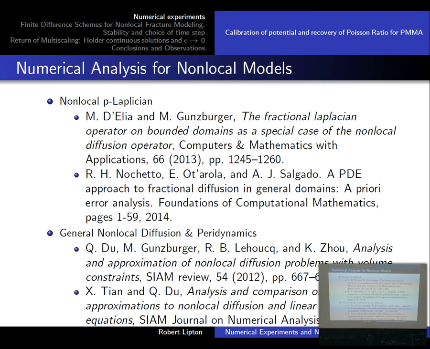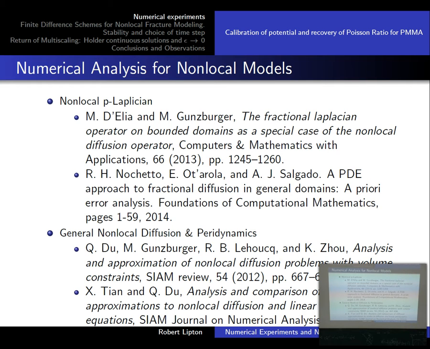What I wanted to give you is a rundown of numerical analysis for non-local models and what's out there. This is by no means a complete treatment, but for the non-local p-Laplacian, Marta D'Elia and Max Gunzburger have done some of the seminal work on understanding how to discretize the fractional Laplacian and convergence. And then Ricardo Nochetto and these authors here have used some ideas of Luis Caffarelli and have gone ahead and discretized the non-local p-Laplacian.